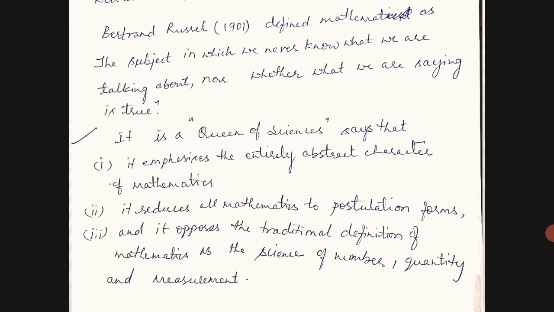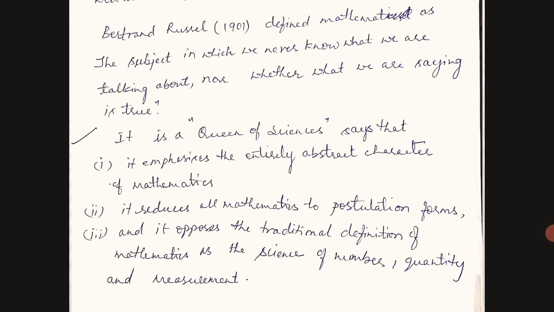So according to this definition, it is a queen of sciences, says that it emphasizes the entirely abstract characteristics of mathematics. When we are saying mathematics as a queen of sciences means abstract nature, because science, all the subjects are very abstract in nature. Not possible to visualize the things. Those can be visualized only by using mathematical connections or represented in a mathematical form.